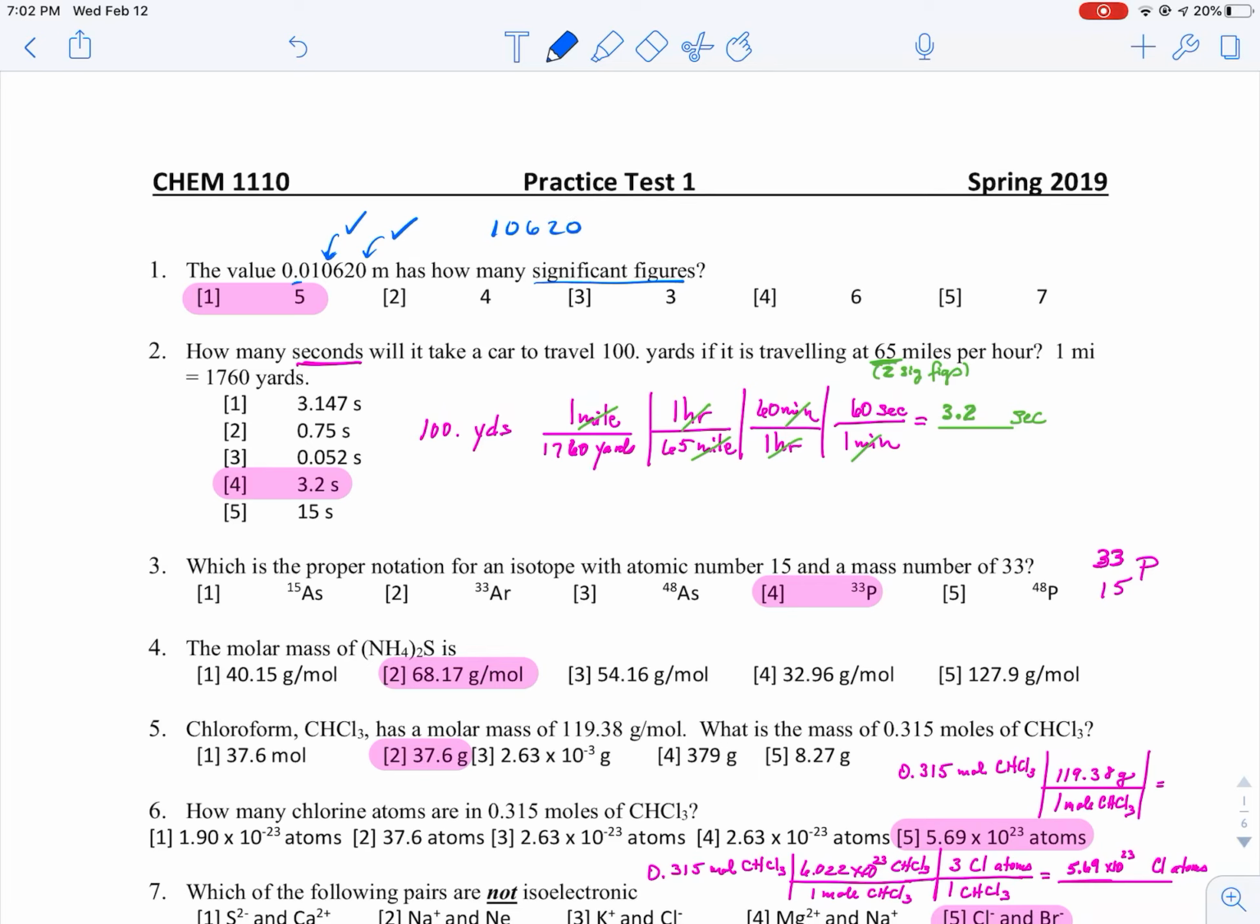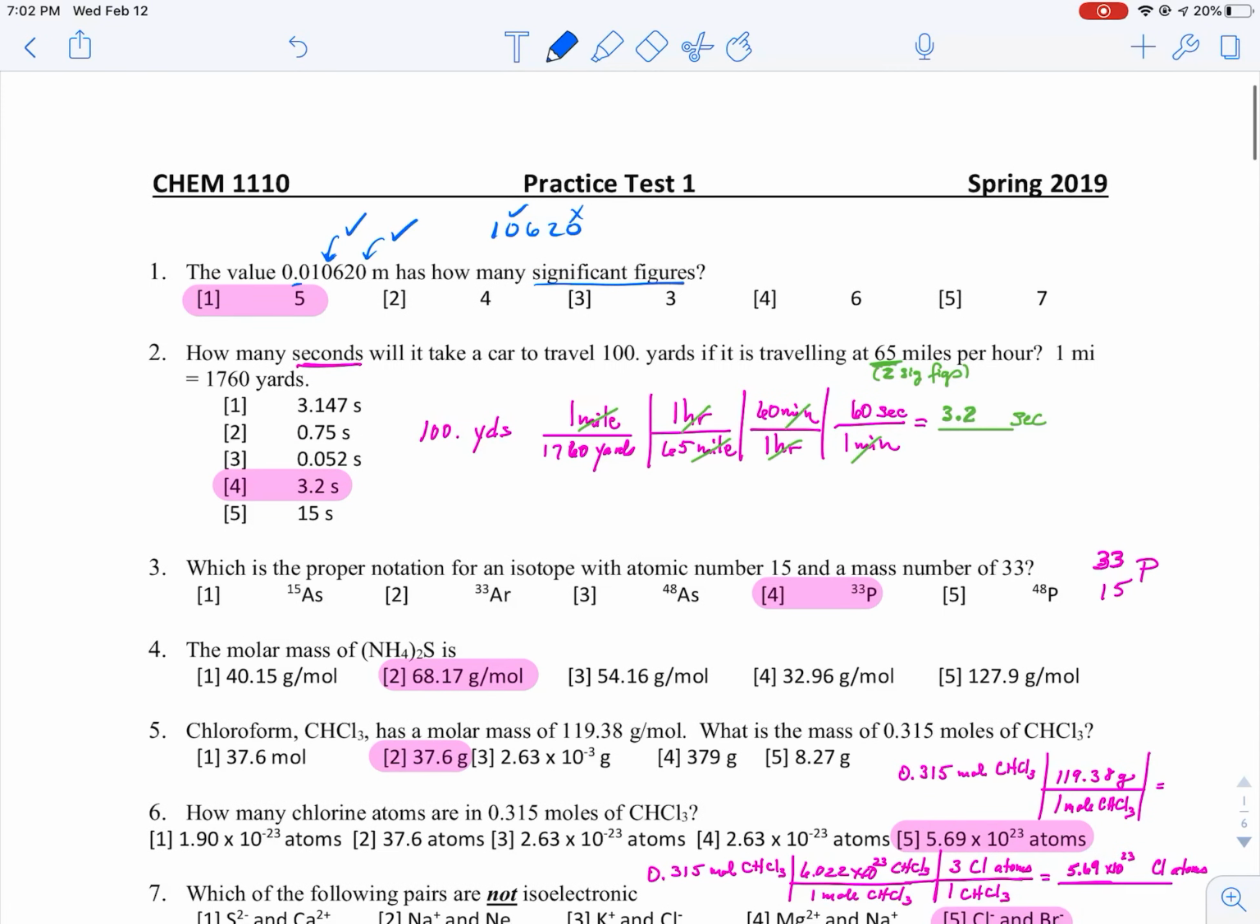If this had been this number, this 0 would count, but this one would not, because it only matters after a decimal. Those only matter after a decimal. So all the real numbers count too. So this guy right here has got 1, 2, 3, 4, 5. And if you were given this guy, he only has 4.